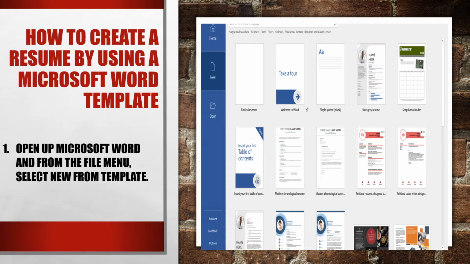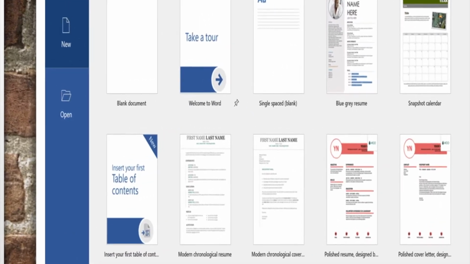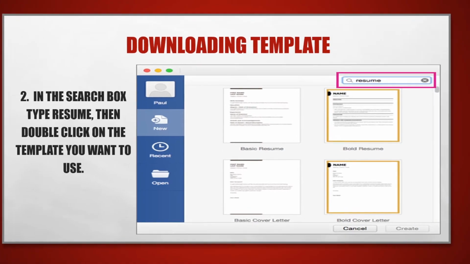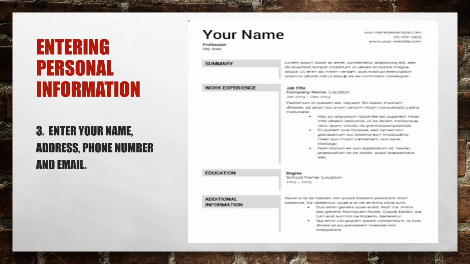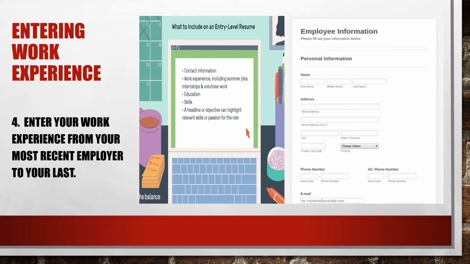When you open Microsoft Word, you can select a resume template from the File menu. In the search box, type resume, then double-click on the template you want to use. Once you open the template, enter your name, address, phone number, and email. Next, enter your work experience from your most recent employer to your last.